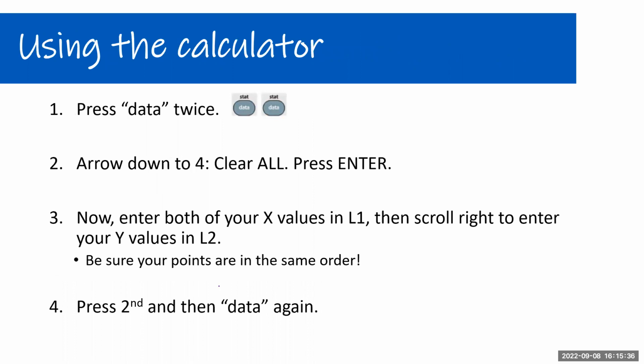So I will pull my calculator up to walk through an example, so don't panic, okay? But I just want to talk through how we do that. First, we're going to press data twice, okay? So you're going to press this button twice. You're going to scroll down to option 4, which is to clear everything, and press enter. This is good practice to do every single time, okay? Do this every time that you have a different problem.